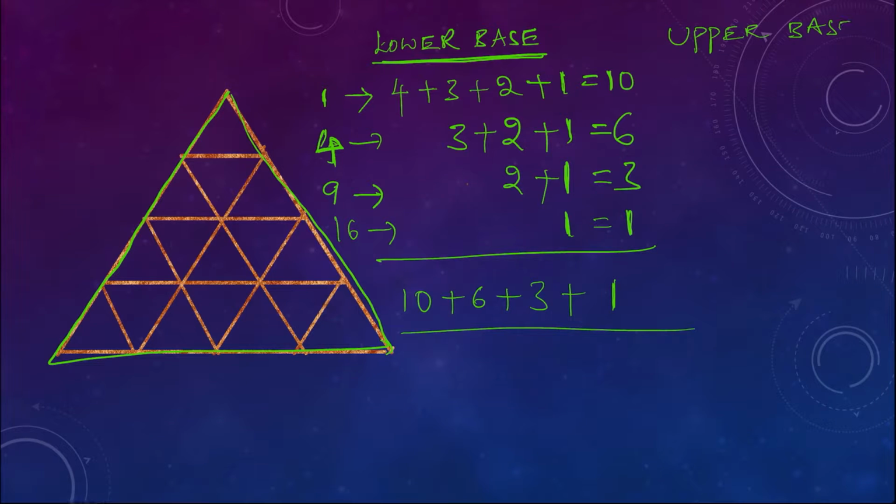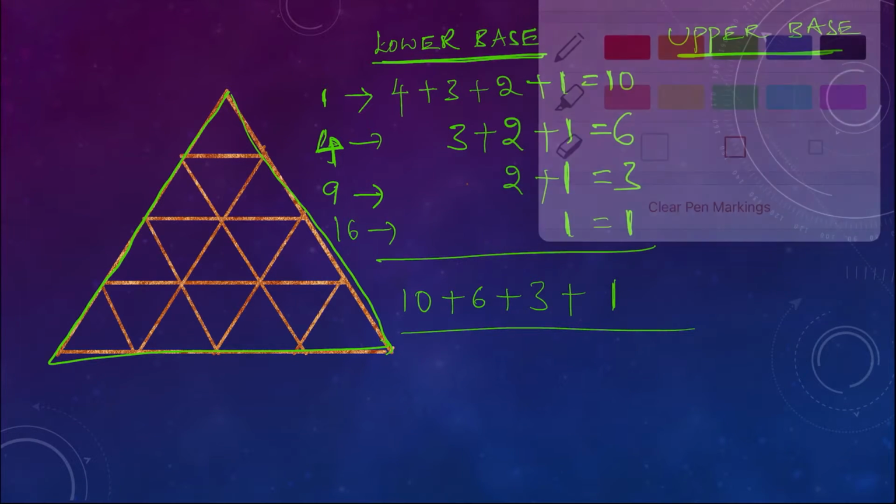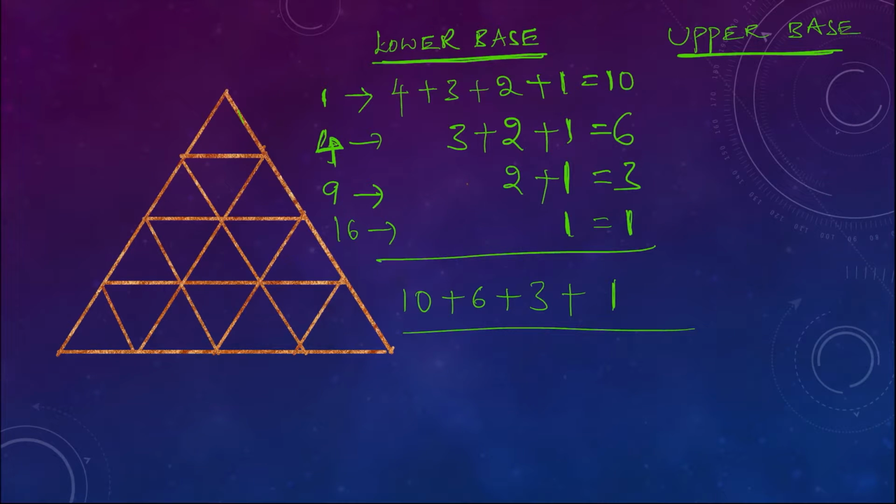Upper base triangles. Look here. If you take upper base triangles, first the unit triangles, the smaller triangles. So 1 here, 2 here, 3 here. So 3 plus, and then second row 1, 2, 2 plus, and then only 1 here. Total 6 are there.